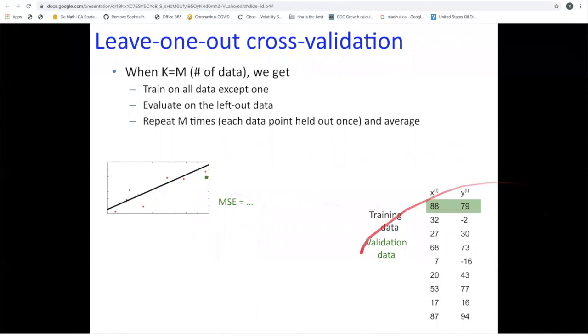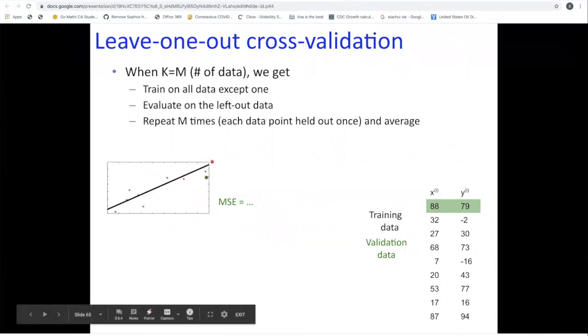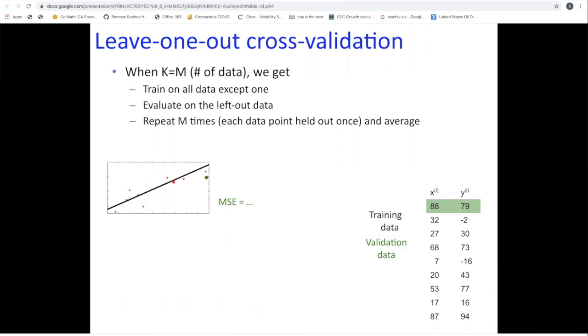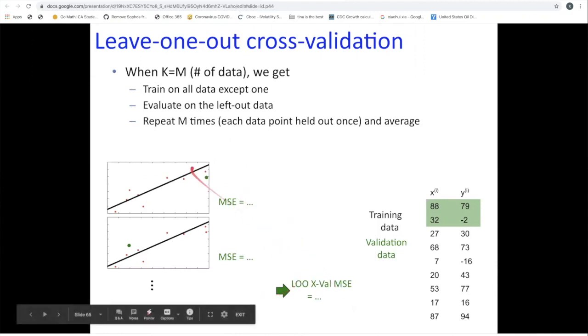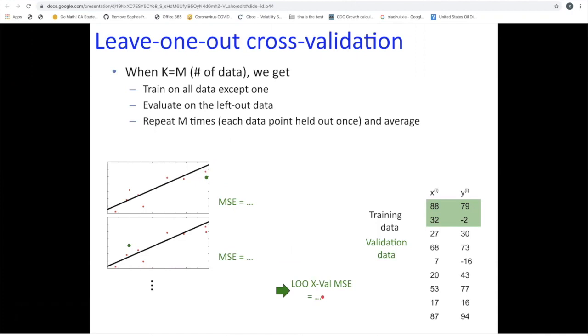The benefit here is that you do have more data for learning parameters in your models. By doing that, you're hoping that the parameters you learn are more accurate. Then you evaluate performance on this one data point, and you cycle through them, just like what we did for k-fold cross-validation. In the end, you average the MSE you calculated on the single data points, and you get the so-called leave-one-out cross-validation MSE. So that's an alternative approach for model selection.